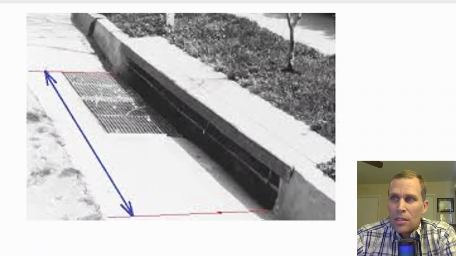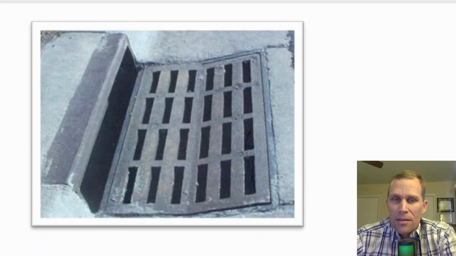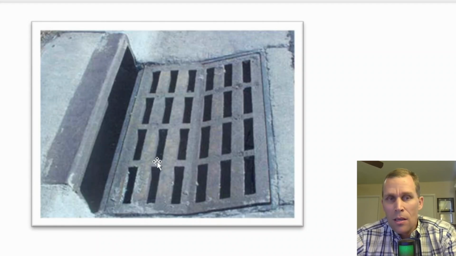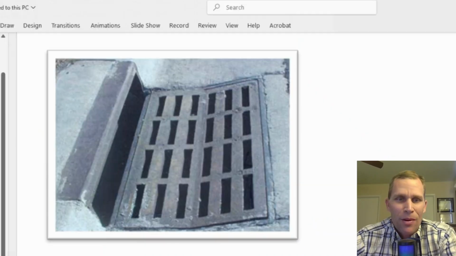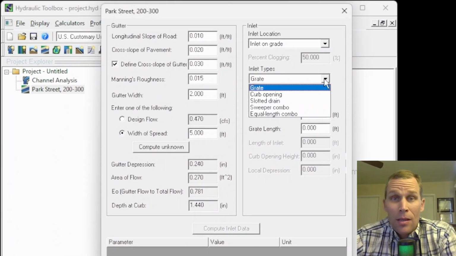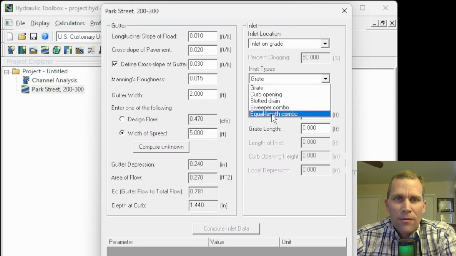And then the last option is the equal length combo inlet. This is perhaps one of the more popular inlet types where you have a combination of the grate inlet and the curb inlet. Again, just like the sweeper combo inlet, except this is equal length. So the length right here of the grate equals the length of the curb opening. All right, so those are the images that I had prepared to better demonstrate what these 5 different inlet types represent. I'm going to go with grate.